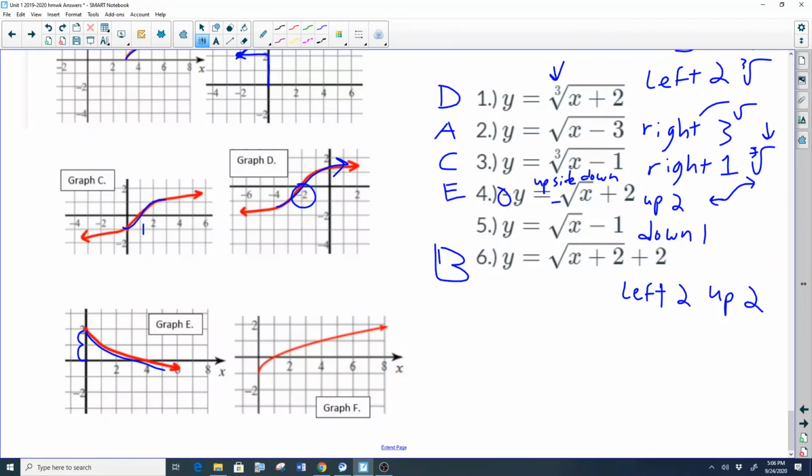And then finally, last but not least, number 5 is going to be a shift down 1. So original parent function was here. And it's shifted down 1. And so that is going to be F.